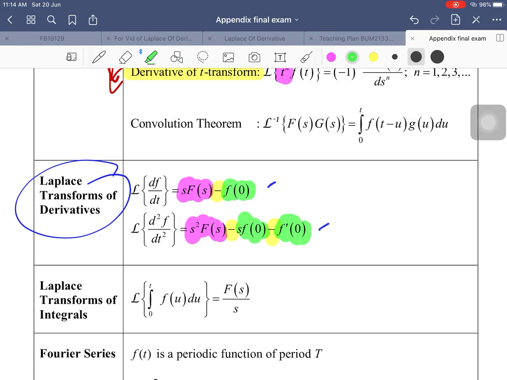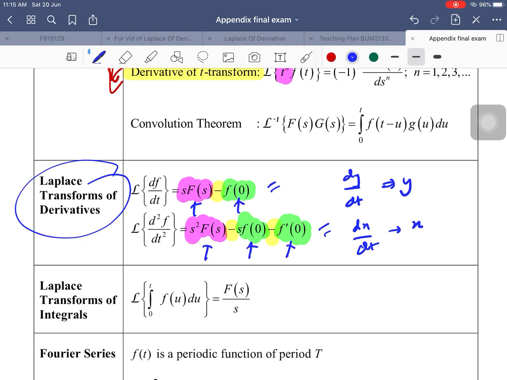But when you copy, please copy them correctly and make sure that you use the appropriate variable. Like if you're using df over dt, then your outcome is going to be in terms of f. But if you're using dy over dt, then your outcome is going to be in terms of y. And if you're using dx over dt, then your variable is going to be in terms of x, and so on. You just have to replace the alphabet. Right, so it's a very simple one, but a very, very, very important one. So I want you to remember this, so that by the time we start discussing how to solve a Laplace transform, this is still in your mind.